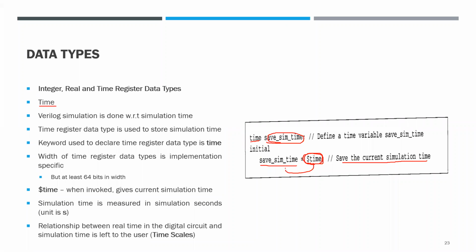And if I have to do this, this one should be of the data type time. Here I missed out, I guess. So hash time will be invoking the simulation time to be recorded. So this is the current simulation time that will be recorded.